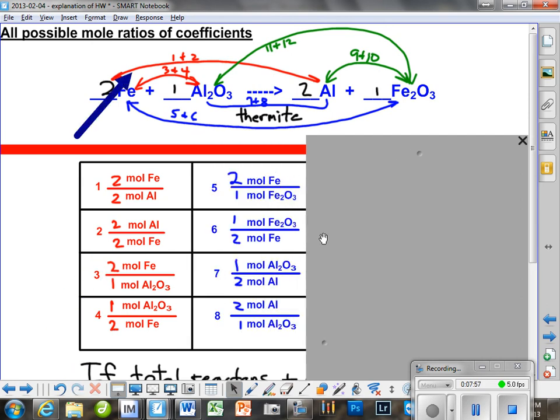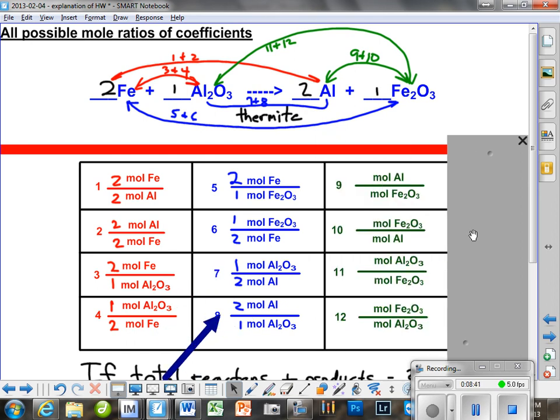Now, as we come over here and start using the blue color, the blue color is going to take us from iron to iron 3 oxide here, and that is going to be a 2 to 1 ratio. And as we go back the other way, of course, that's going to be a 1 to 2 ratio, and you'll notice the fractions are flipped. And with 7 and 8, we're going to have 7 and 8 be right here. Okay, this is 7 and 8, going from aluminum oxide to aluminum first, and then the other way.